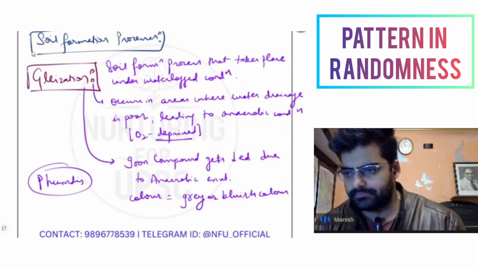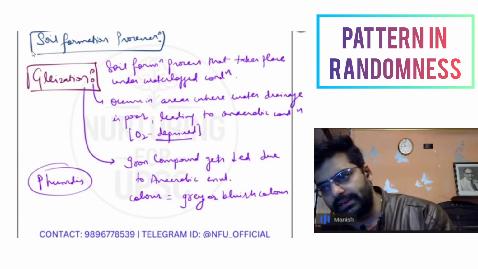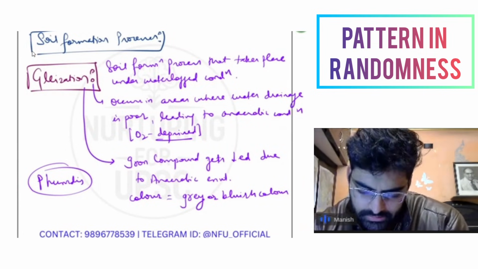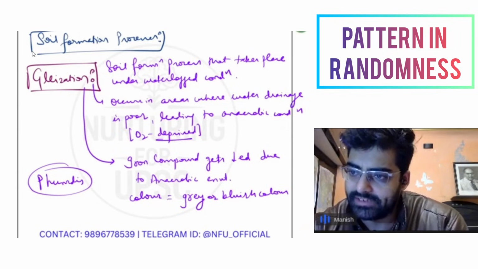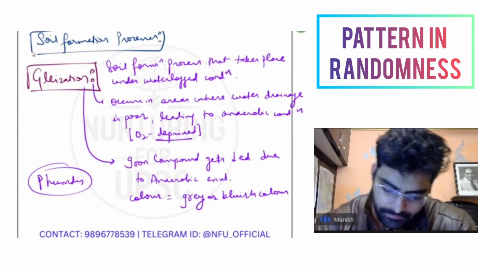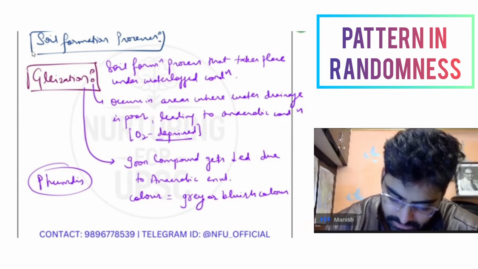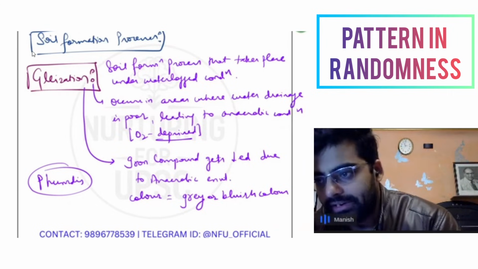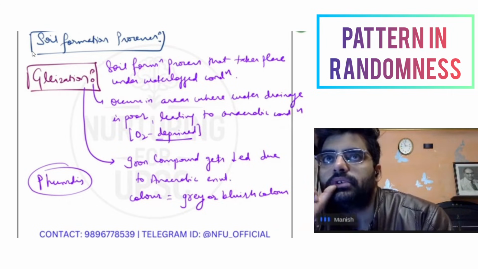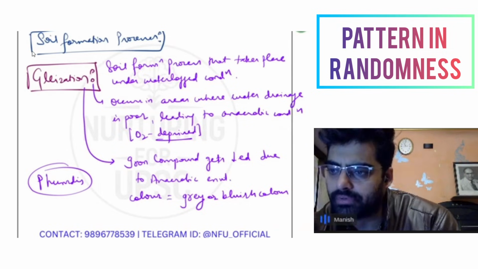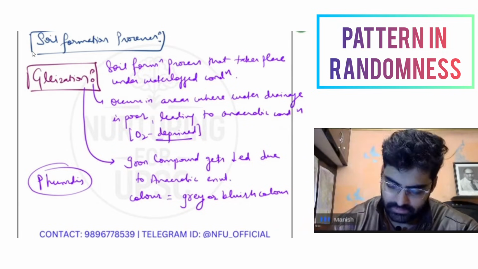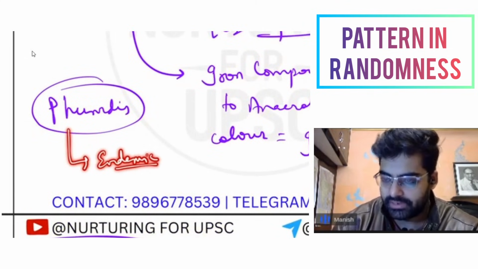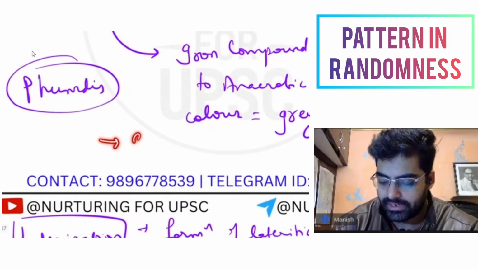Questions from this have already come in CDS and CAPF, but they might ask these questions or this concept in CSE also. It is heavily asked in the geoscientist prelims paper. So we will see four such concepts. One is glaciation, a soil formation process that takes place under waterlogged conditions. If you remember, there is one national park in Manipur where phumdis are found, and one animal is also found which is endemic there. You can pause the video and guess the name, and that name is Sangai deer.